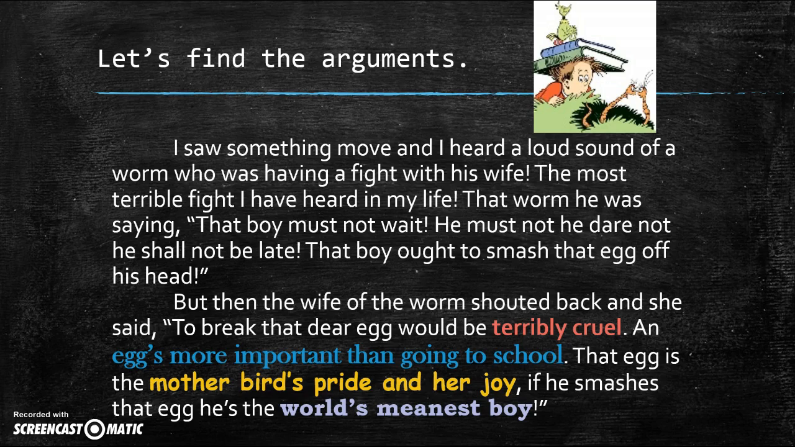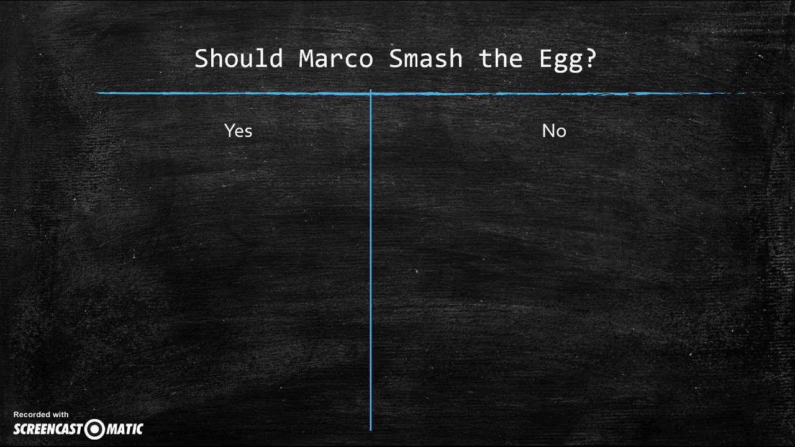I saw something move, and I heard a loud sound of a worm who was having a fight with his wife, the most terrible fight I have heard in my life. That wormy was saying, "That boy must not wait. He must not. He dare not. He cannot be late. That boy ought to smash that egg off his head." But then the wife of the worm shouted back, and she said, "To break that dear egg would be terribly cruel. An egg's more important than going to school. That egg is the mother bird's pride and her joy. If he smashes that egg, he's the world's meanest boy." Okay, so let's pause there.